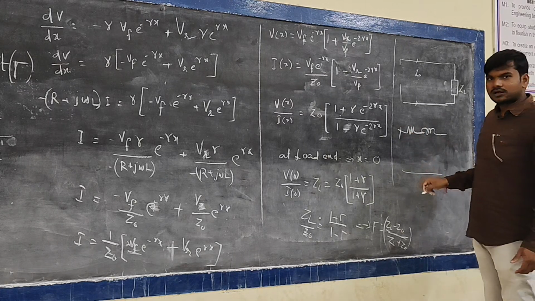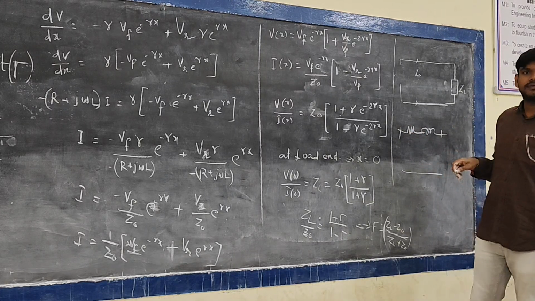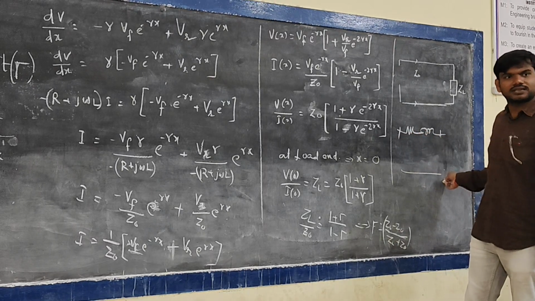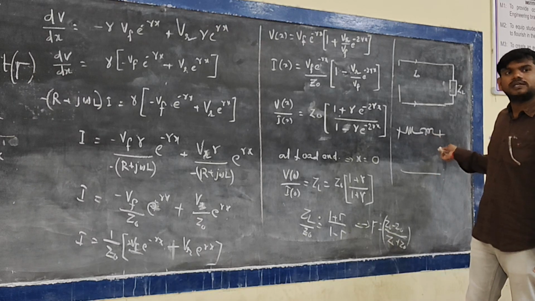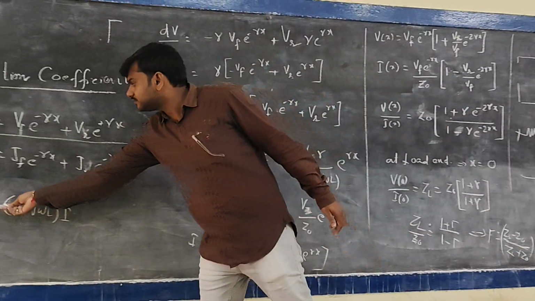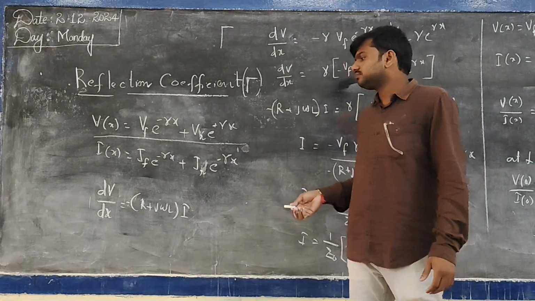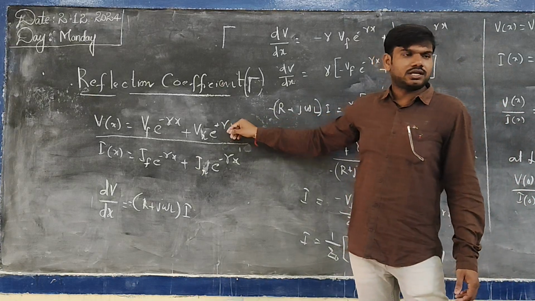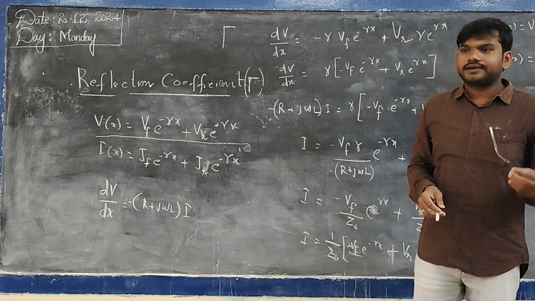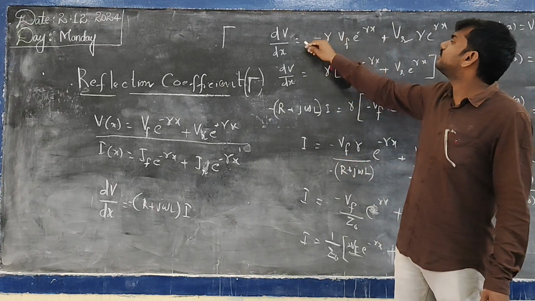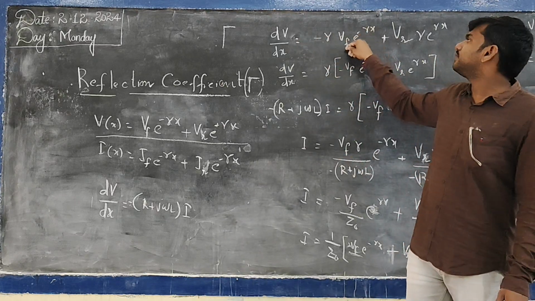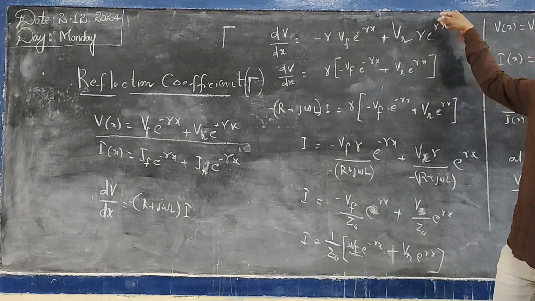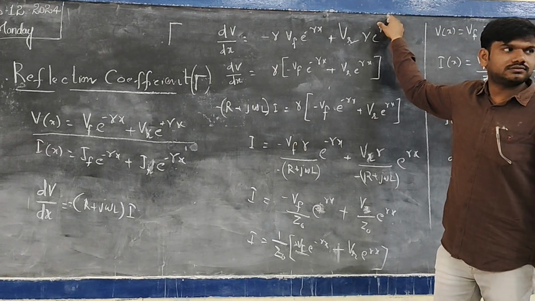If I consider the voltage here, which one is higher? From here to here, the distance is increasing, but the voltage is decreasing. That's why I am taking the negative sign. But actually, what is dV by dx? You have to differentiate with respect to x, where x means distance. If I differentiate, it will be minus gamma Vf into e to the power minus gamma x plus Vr into gamma e to the power gamma x. We have discussed it in the last class.